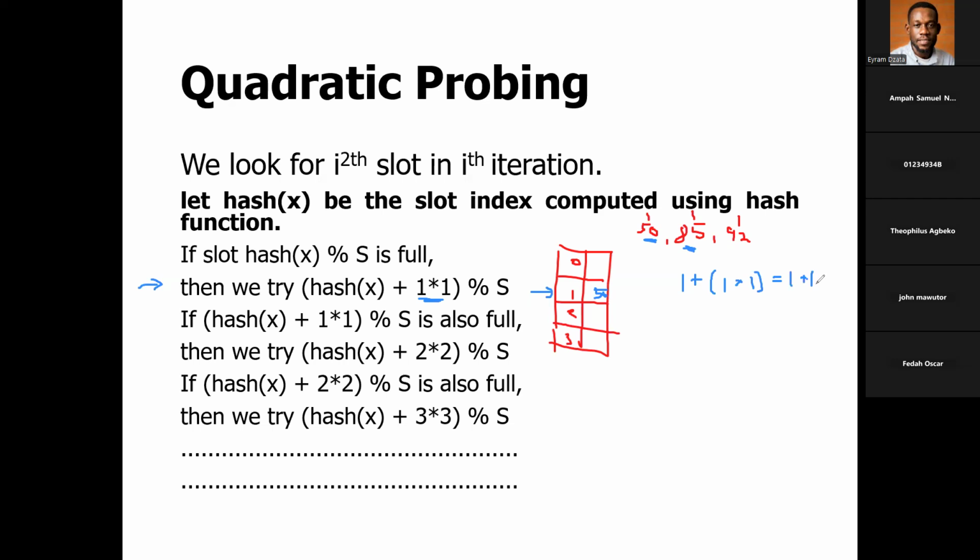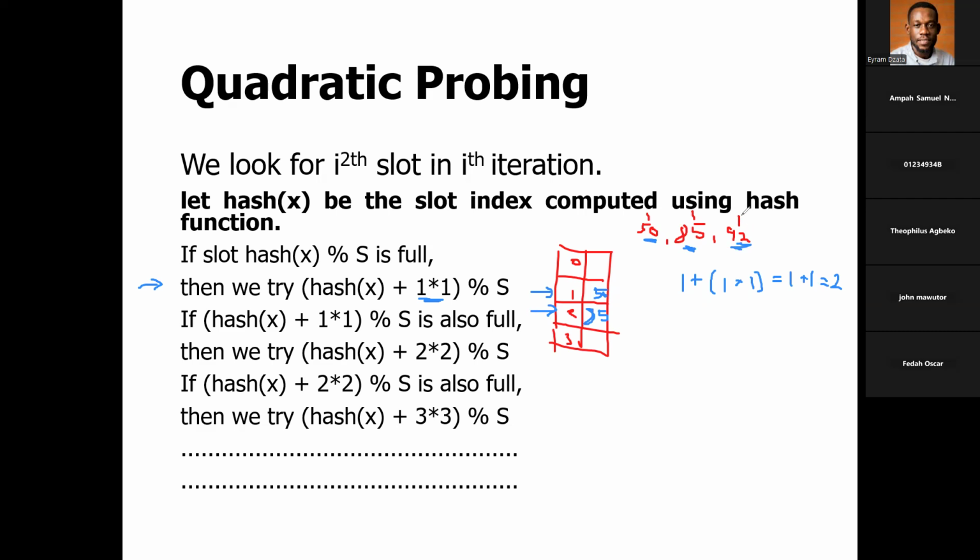And 1 plus 1 squared is what? It's 2, right? Yes, sir. Okay, so that will give us 1 plus 1, which is 2. So we are going to the next available slot, which is 2. So this will now be 85. Then we take 91. 91 is also giving us a value of 1.